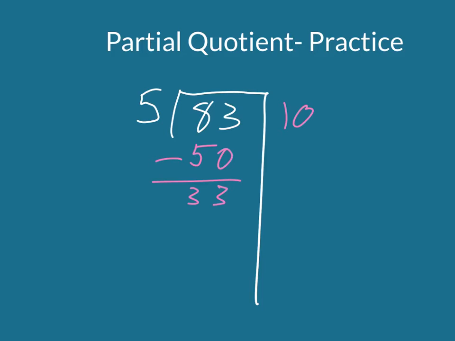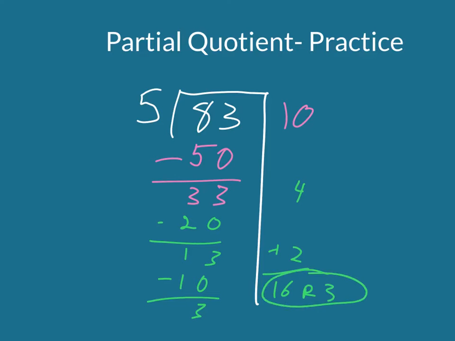And if you don't know your multiplication tables that well, you could have gone 5 times 4 would have gotten you 20. You could have subtracted that, and you would have gotten 13. So you would have needed to do 2 more, which would have got you 10. 3 left. Still same answer. You would have gotten 16, remainder 3. So it's kind of nice that way. You can do it different ways and still get the same answers.